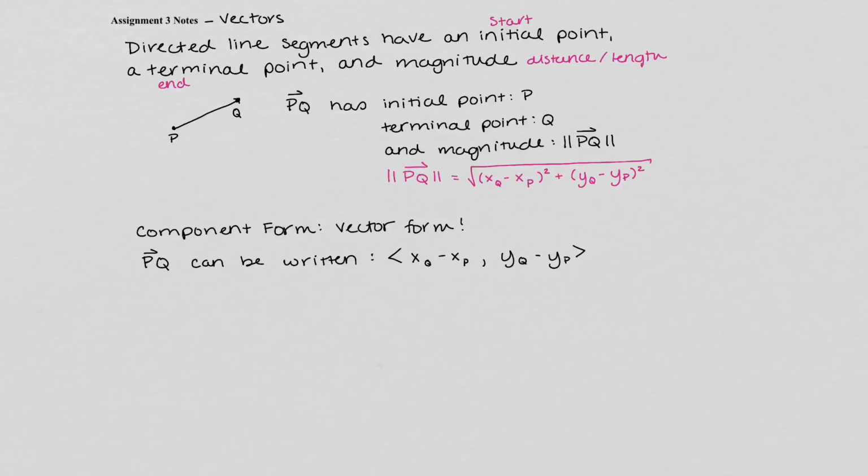Now, what I have is a picture of a directed line segment, P to Q. P is our initial point, or starting point. Q is our terminal point, or our ending point. And the magnitude of PQ, the distance between P and Q, or the length of segment PQ, is written with those double bars on either side. And it is a formula that you should recognize because it is the distance formula.